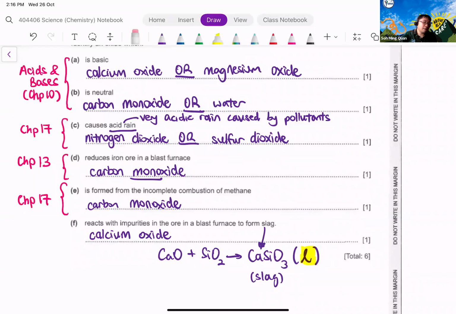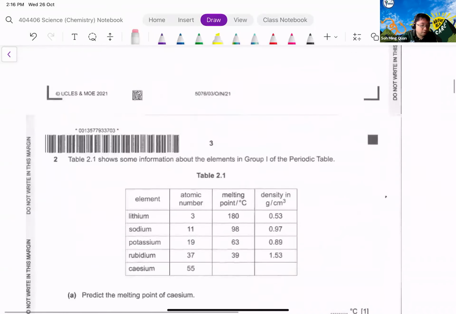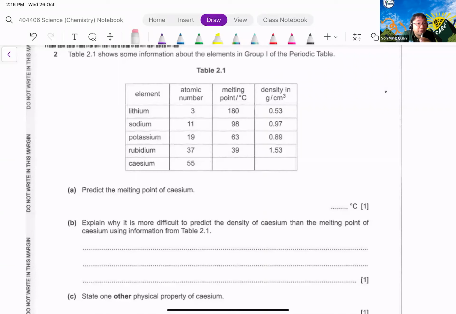Now, question 2 is actually harder than you think, but it's not impossible to do. It's about elements in group 1. Always highlight chemical names, elements in group 1. Now, what is the name for elements in group 1? Group 1 is also called alkali metals. So the name of the group is alkali metals.